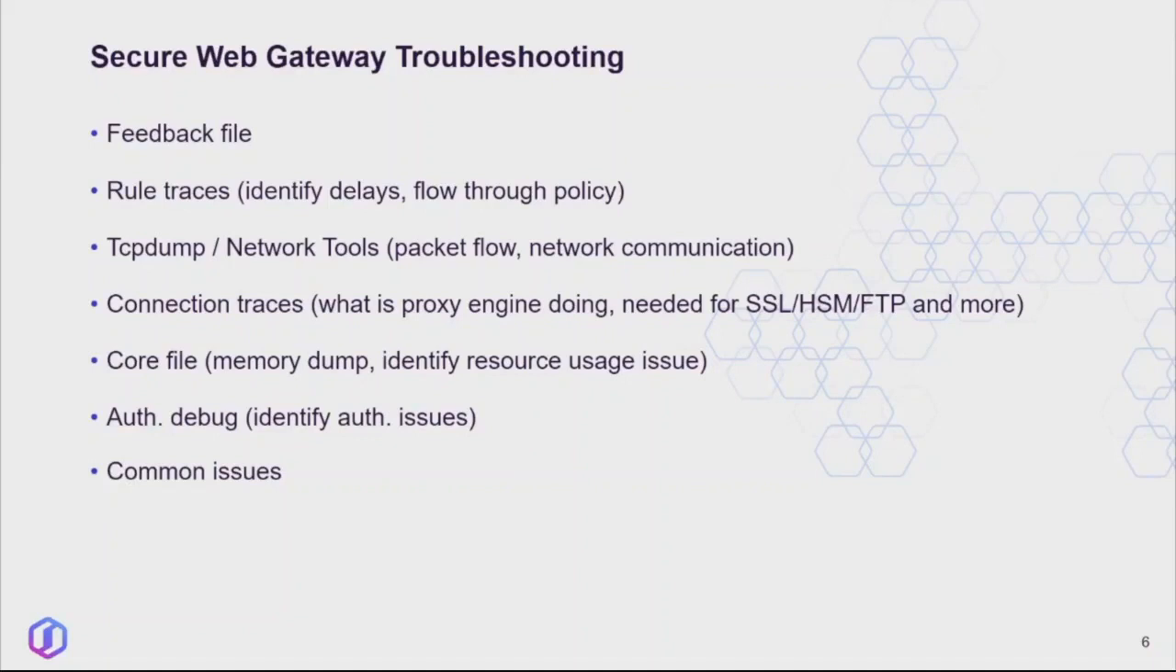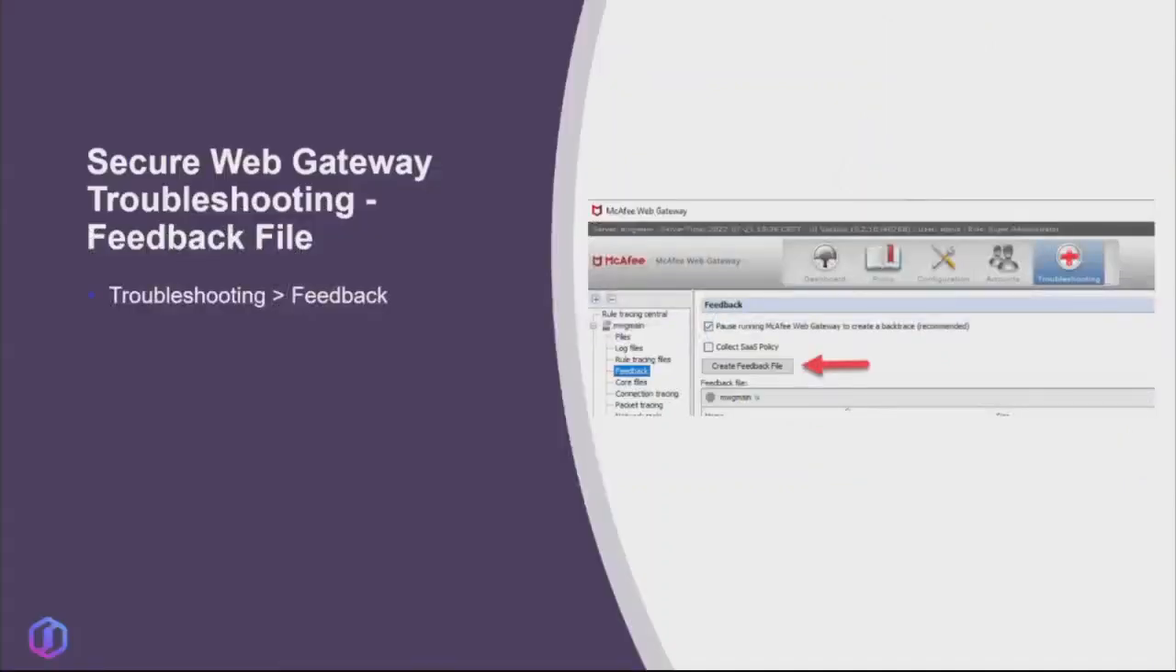The core file: whenever you have a memory issue, a high CPU issue, or crashes, we're going to want a core dump file. So how to generate those, auth debugging, and then some common issues to look at. The secure web gateway troubleshooting feedback file.